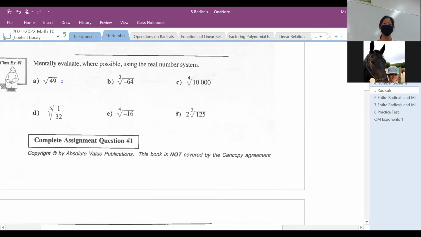Okay. So let's take a look at these. Then square root of 49 is simply 7, absolutely. The cube root of negative 64. What times itself 3 times is negative 64? Yeah, negative 4, right? Good. The 4th root of 10,000. It looks crazy. It's not. It is simply 10.